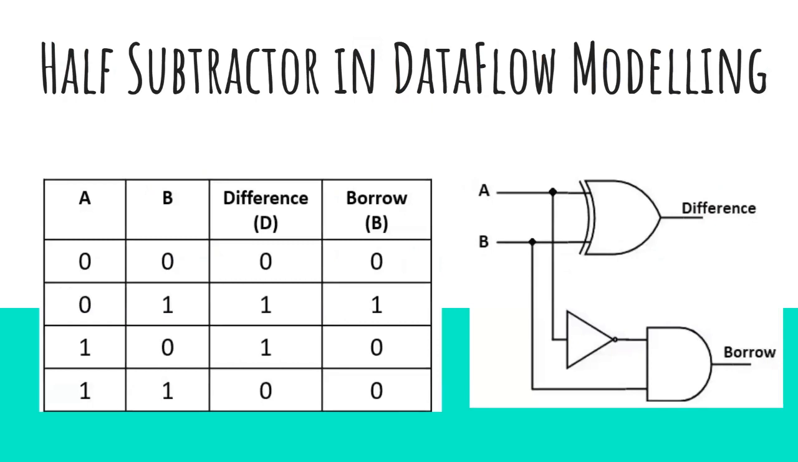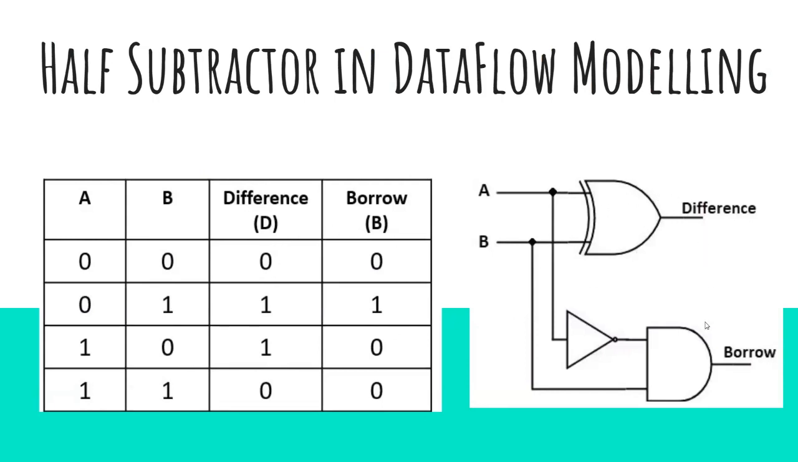So, in today's session, we are going to implement a half subtractor in data flow modeling in Verilog. This is the truth table of the half subtractor. There are two inputs, A and B, and two outputs, difference and borrow. When we give 0, 0, difference and borrow become 0. When A is 0 and B is 1, the difference and borrow both become 1. But when A is 1 and B is 0, the difference is 1 and borrow is 0. And when both of the inputs are high, the difference and borrow become low.